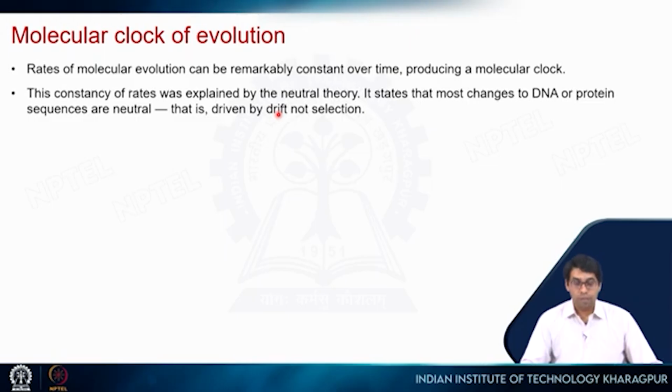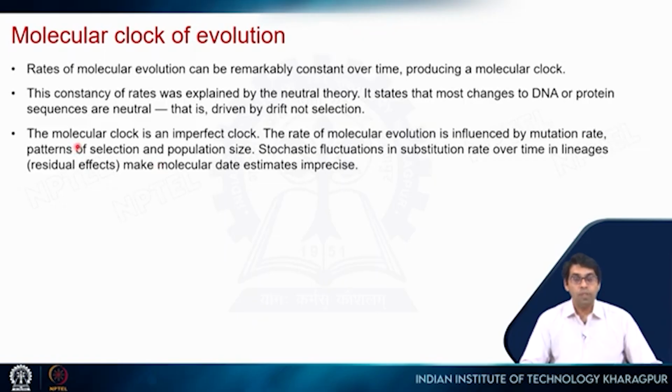Okay. So, now there are of course problems with this, but it is something that helps us in determining some of these time periods. So, of course, this molecular clock is an imperfect clock, right? Because the rate of molecular evolution is influenced by mutation rate, which can be influenced by so many different things, right? So, pattern of selection, population size, stochastic fluctuations in this substitution rate. So, just by chance there can be accumulation of more mutations in a small period of time, right? So, all these things can make this clock really imperfect and the estimation of the dates imprecise.